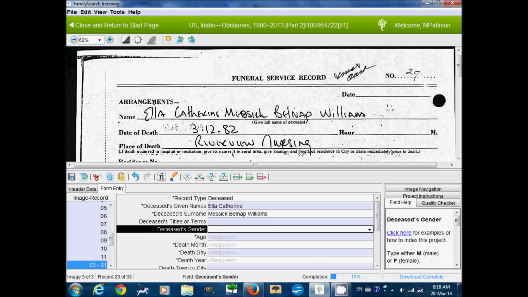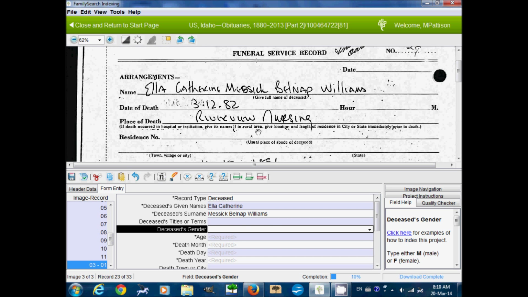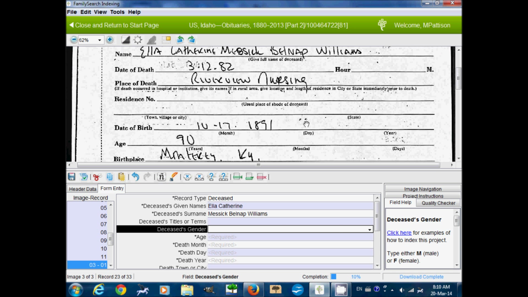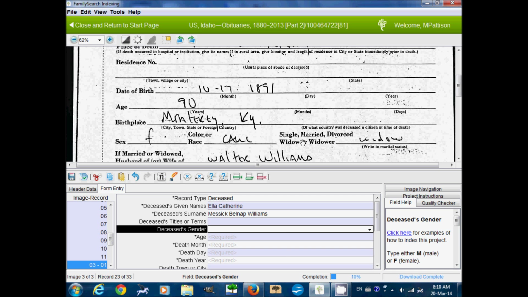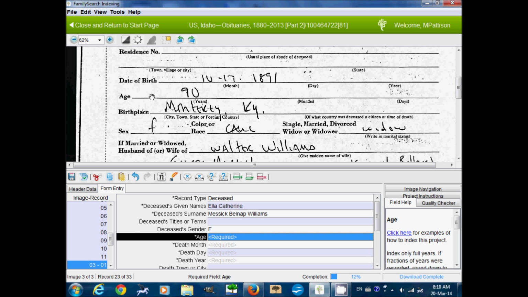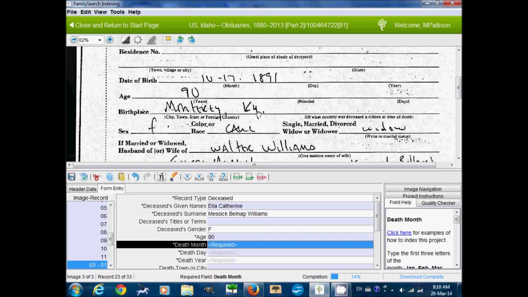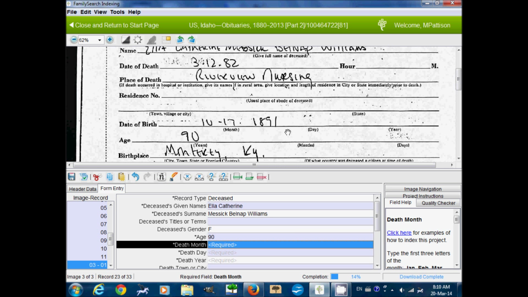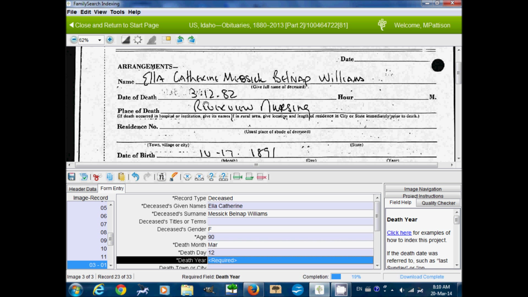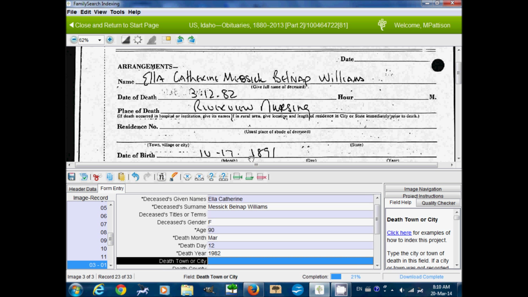Gender. Now we cannot assume that this is a woman. I've been saying she because we know it is, but we can't index that it's a woman unless we find some information, and here we have sex F. Age is here, 90. So on these, you have to just search all over to find the information. Death month, we have here the date of death is March 12th, 1982.